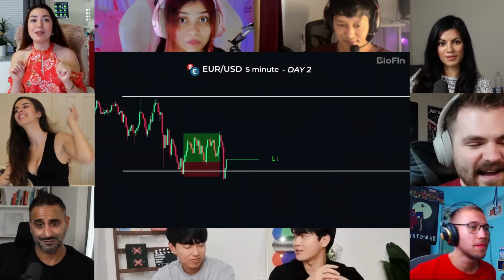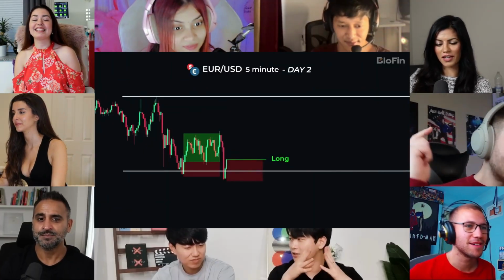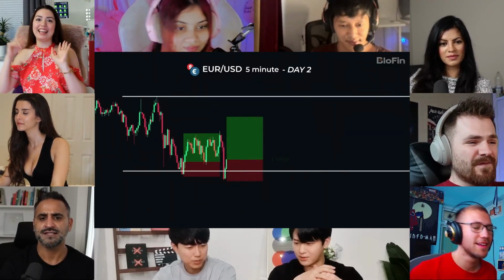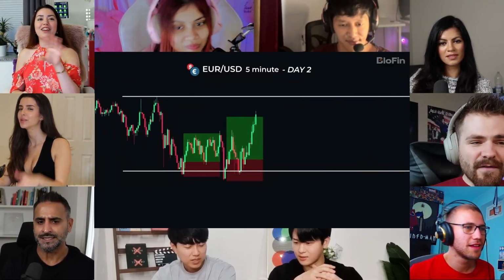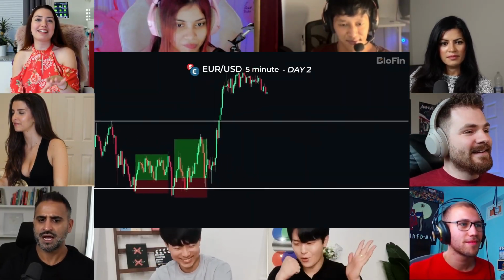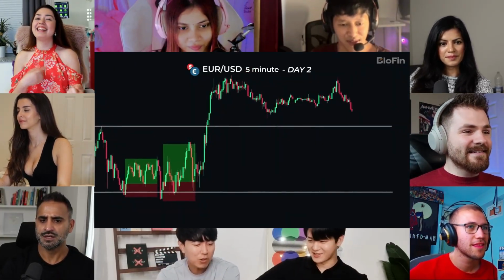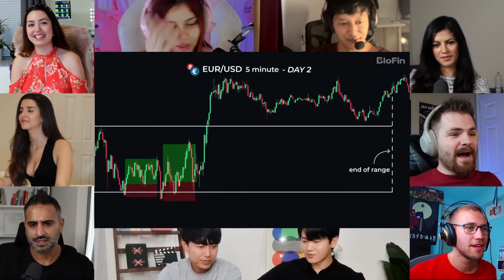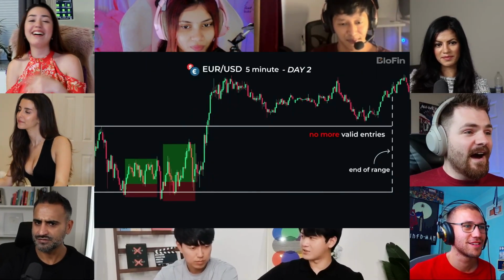Later, price gave another long setup. Stop loss is set at the lows, take profit at 2 times risk. And price hits the target again, another 2R gain. After that, price broke above the range and didn't re-enter until the end of the range. So there were no setups taken.